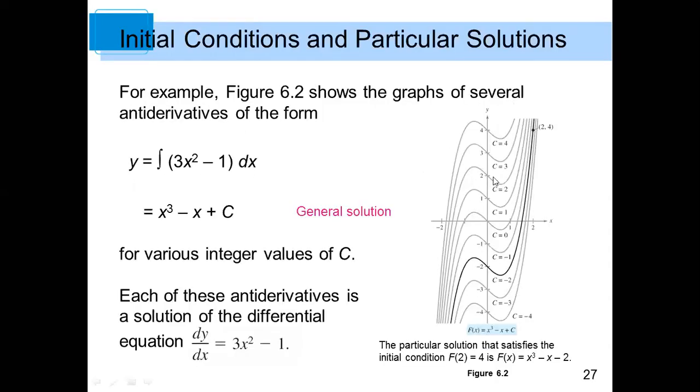So this shows a bunch of different ones. The integral of 3x squared minus 1 dx is x cubed minus x plus c, and there's a whole bunch of different ones for different values of c. And you can see if you pick any point on the x-axis and go up or down through the different curves, they're going to have the same slope at those points. Particularly if you pick this point right here, you can see the slope is 0 for all of them. Because each of those antiderivatives is a solution to the differential equation dy/dx equals 3x squared minus 1.